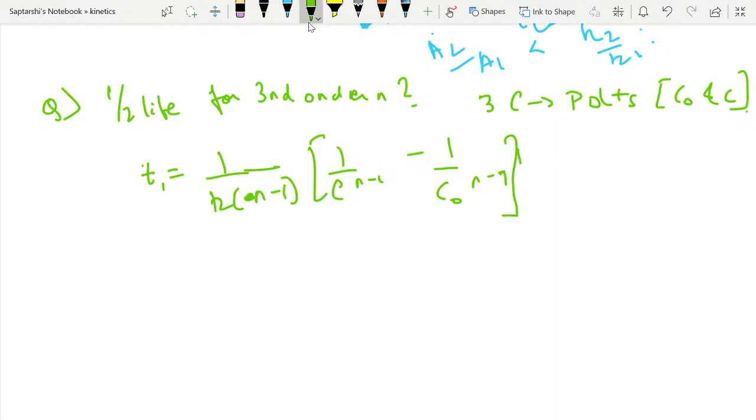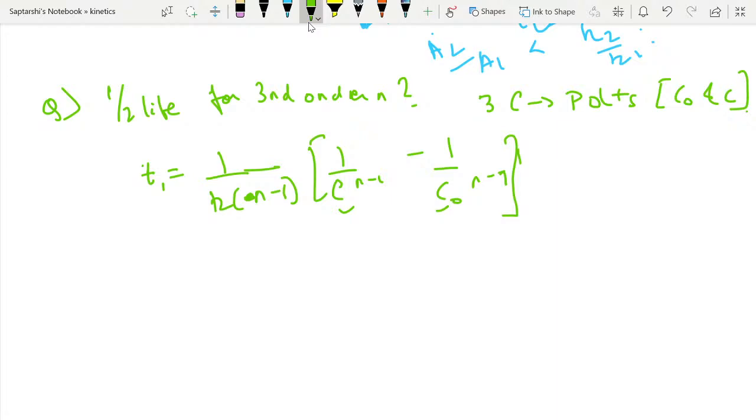Normally one way to remember this is that our value of C0 is more than C, because C0 is the starting point and it is getting reduced to C. So C0 minus C will be positive, or 1 by C minus 1 by C0 will be positive. And we need a positive value. Why? Because K and T are normal positive values, right? So that's a way to remember which comes before.